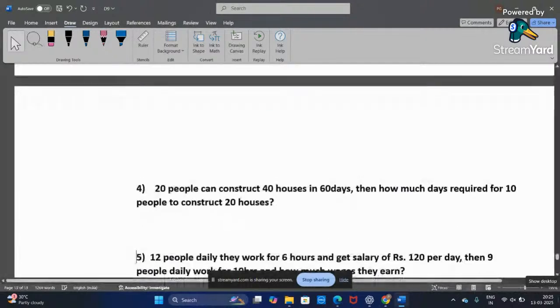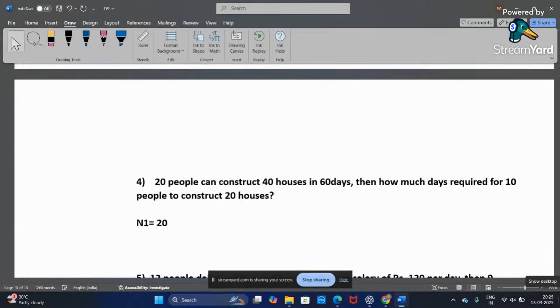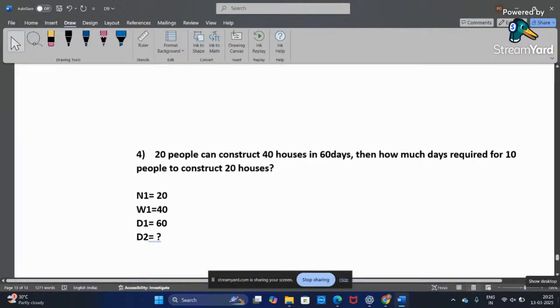So we'll move on to the next one. Your N1 will be 20, and here 40 houses. Houses means work. So here W1. W1 is 40. D1 is 60. Then we need to find how many days are required, D2, and we have N2. It is 10 and your W2, it is how much? 20.